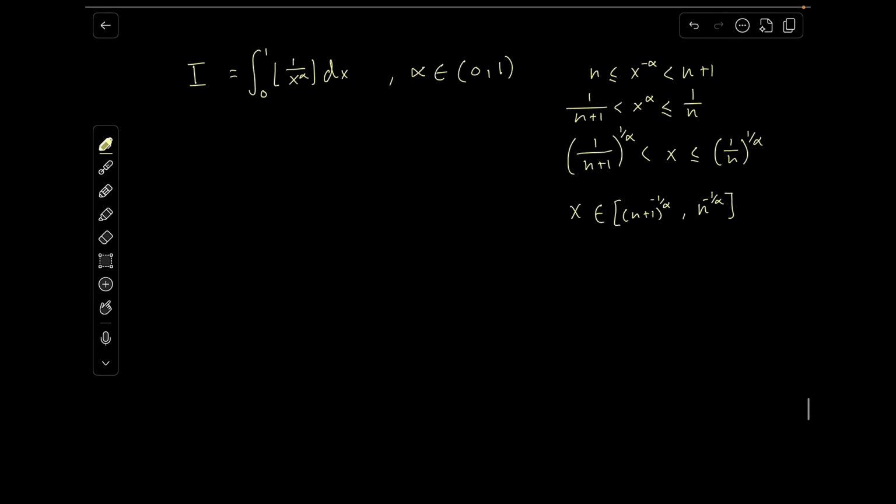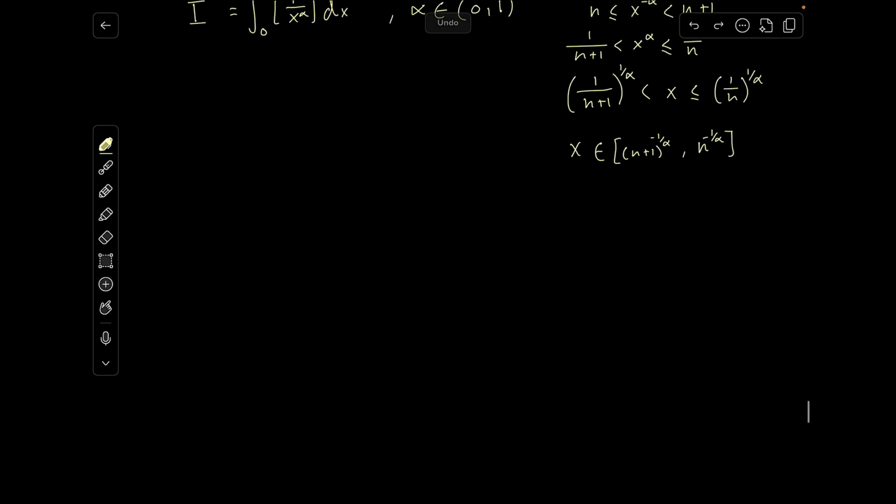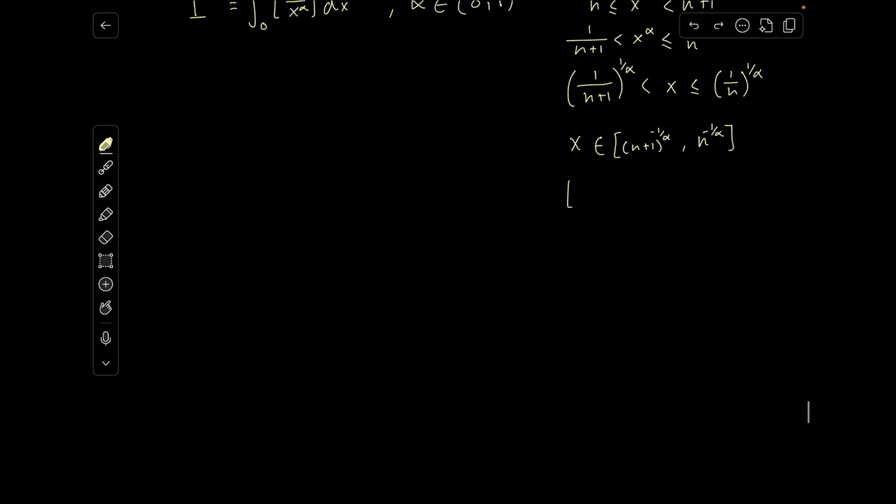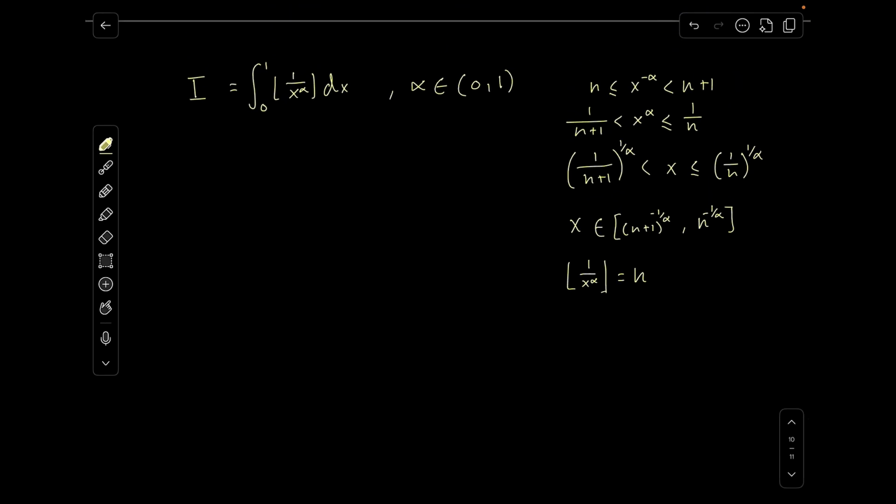Okay, and then from here, we can obviously see that the floor function of 1 over x to the alpha is just going to be equal to n. So this implies we have the integral from the sum from n equals 1 to infinity, because if you see here, we can add 1, that's fine, but we can't divide by 0, so n is not equal to 0. Let's go ahead and write that down.